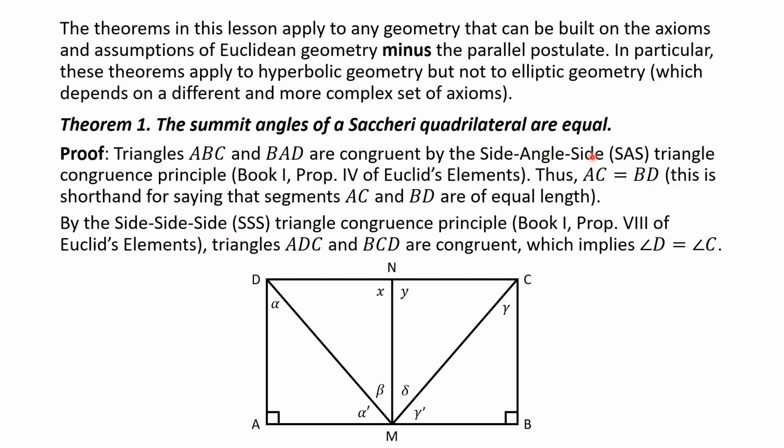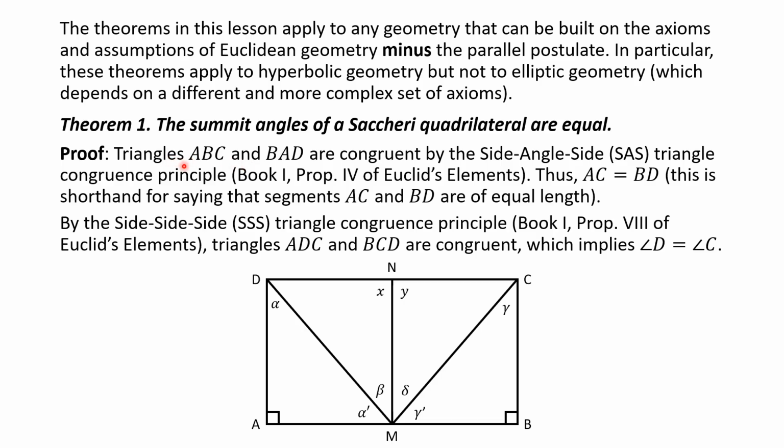So side-angle-side is just saying if you have two triangles and they have a side, an angle, and a side that are equal across the two triangles, then they're congruent. That means every angle and every side of the two triangles are equal. And then there's another congruence proposition, side-side-side. If two triangles have the same side lengths, then they're congruent, meaning in this case, all their angles are also equal.